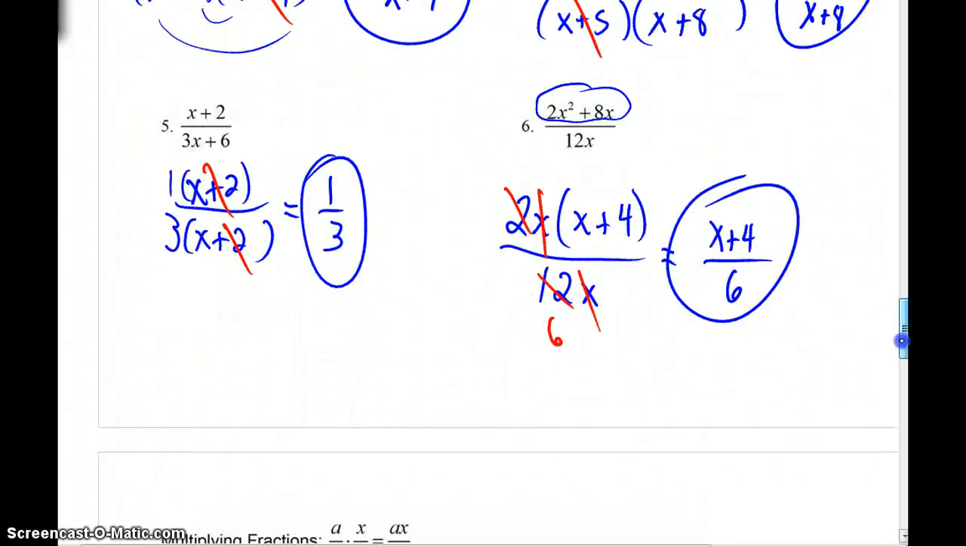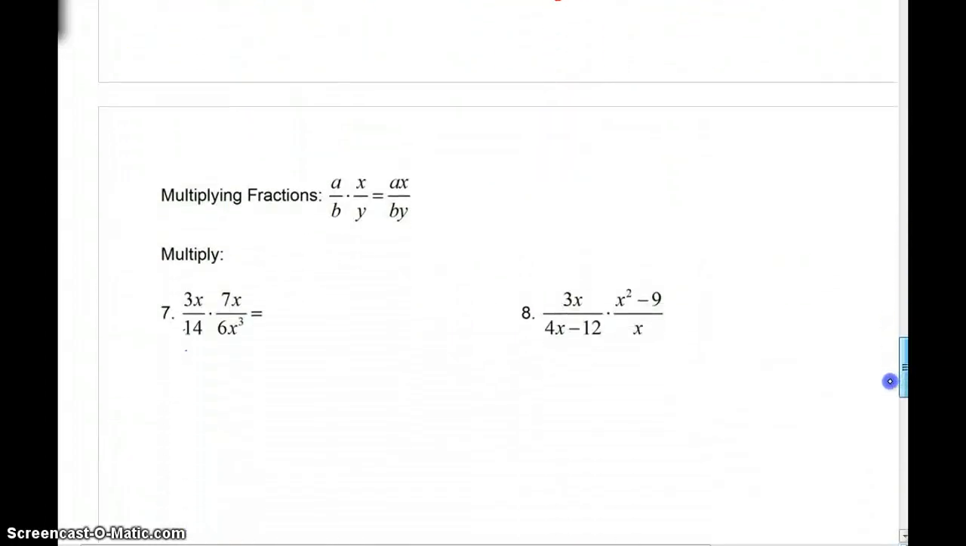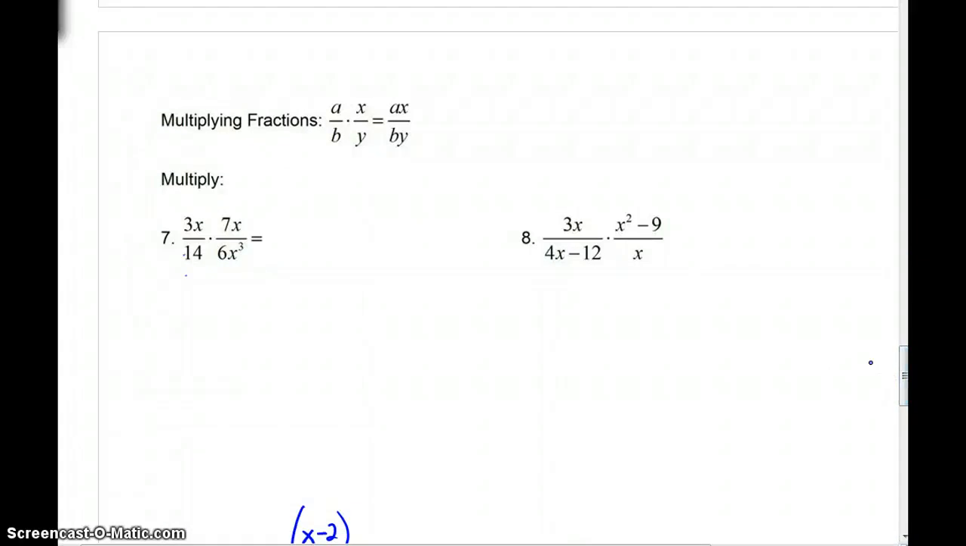On the back side, real quickly, multiplying. Well, what we're going to do is we could multiply top to top, bottom to bottom. But take a look at number 3 with me. I'm going to say 3 divides into 6 twice. 7 divides into 14 twice.